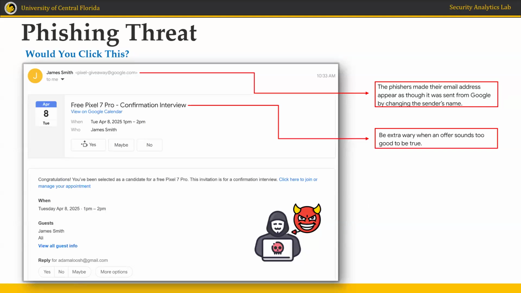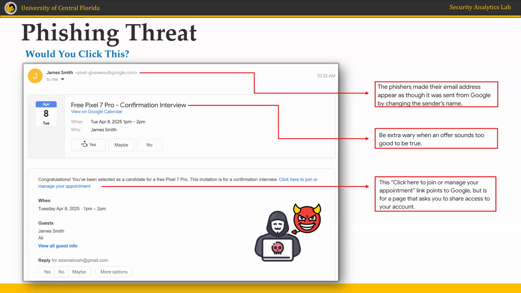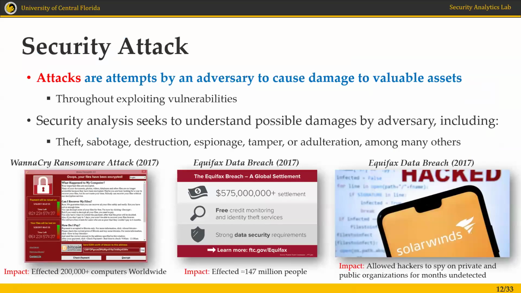Obviously, the content matters. I think I got an email last week from someone passing out free iPads and PlayStations to my UCF email. So be aware of the offer that is sent. Usually no one wants to hand out free Pixel 7 Pros. And for the link you mentioned to manage the appointments, if you hover over it, sometimes it gives you an indication of where the link is taking you.